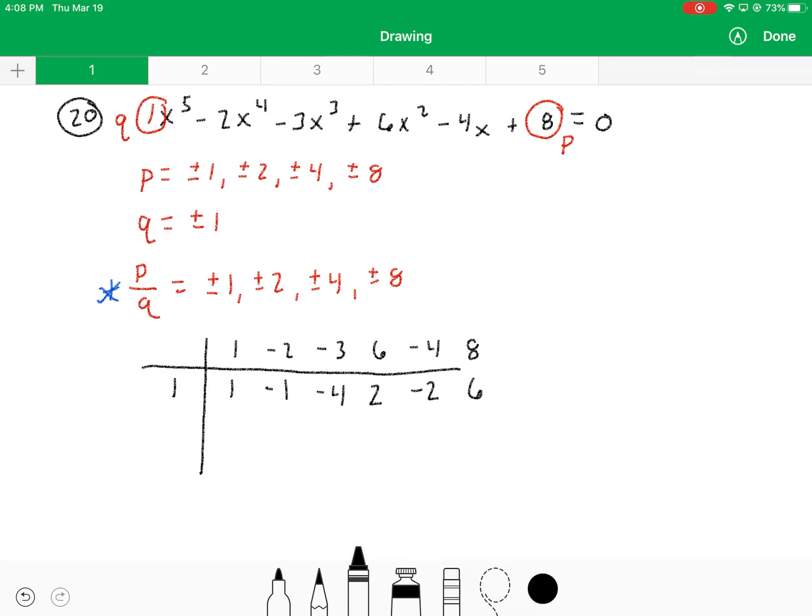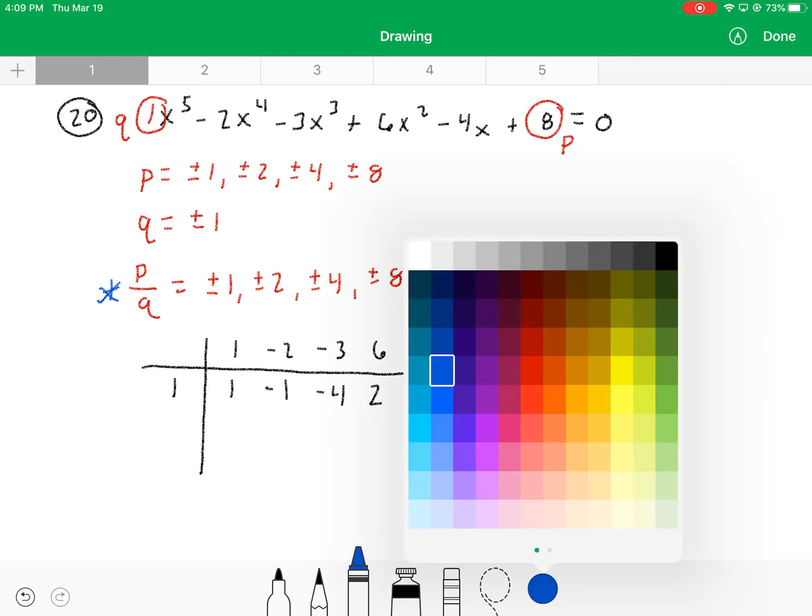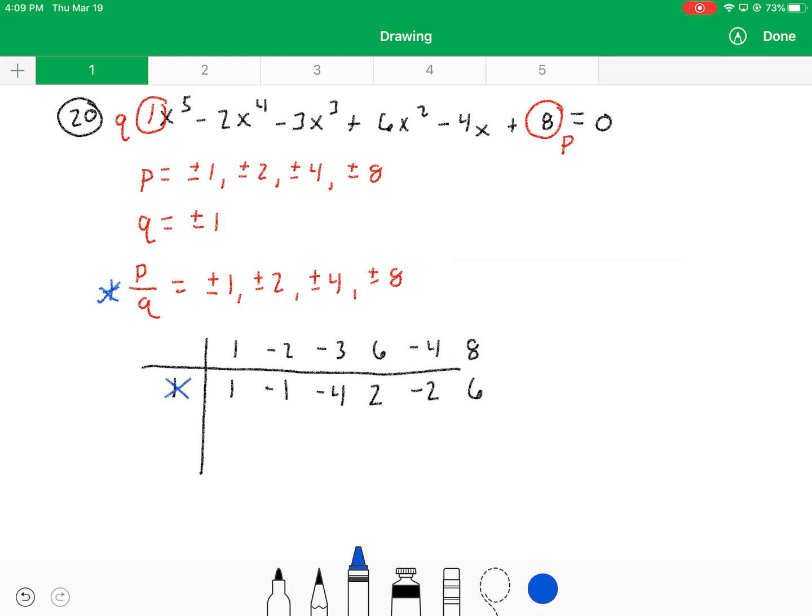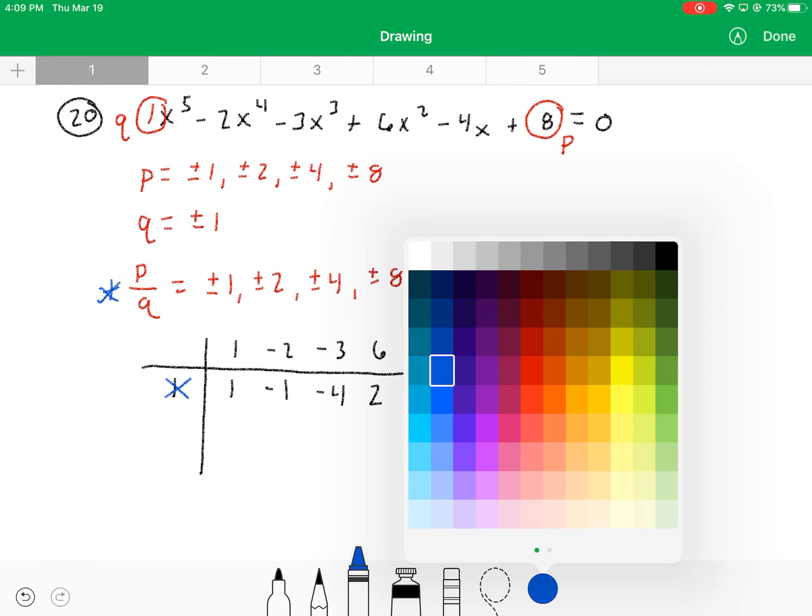Now remember, in this process, that last number is always the remainder. We're looking for the remainder. We want it to be 0, okay? If it's a 0, then we can say the number that we were testing, in this case the 1, is a solution to the equation. We don't have that in this case, so we're going to rule 1 out. And we're going to move to the next number in my list of p over q's.